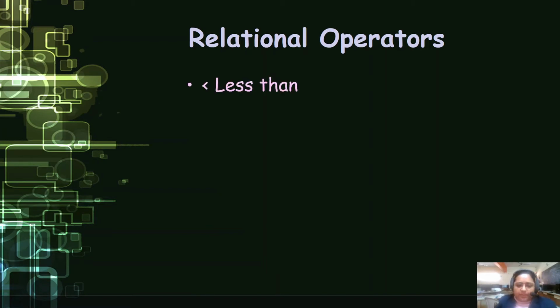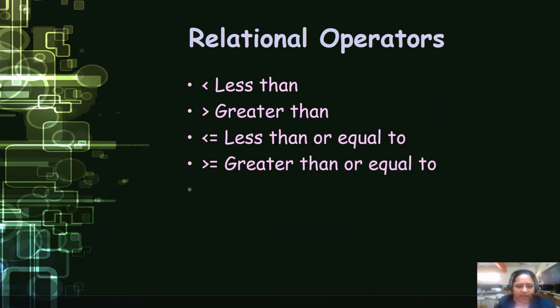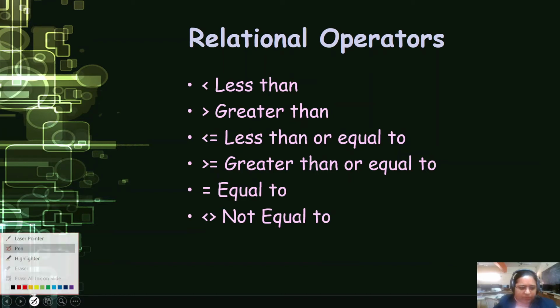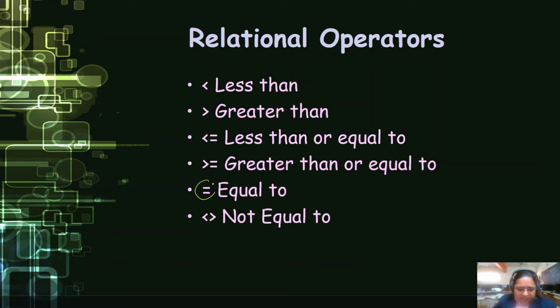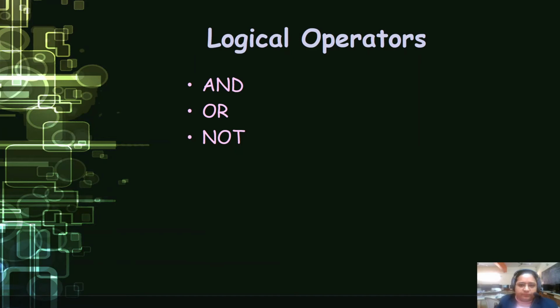Now some relational operators. The obvious differences are only these two, equal to and not equal to. Unlike Python, where the double equals symbol represents equality and not equal is represented by an exclamation mark and an equal sign, here equality is a single equal sign and not equal is two angular brackets. Logical operators: and, or, and not.